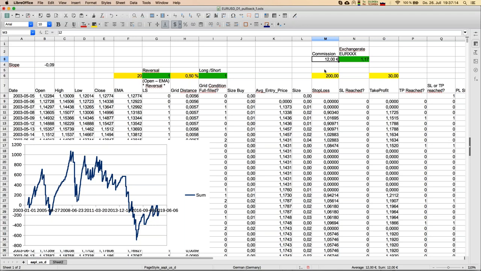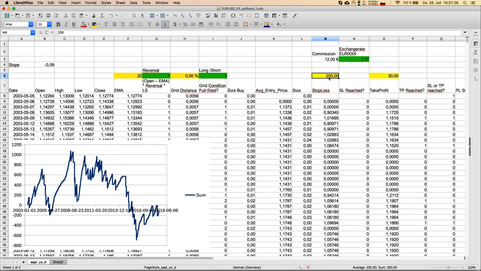But now back to our equity. What we are looking at is we have an EMA, no reversal. We go for a long-only strategy, long trades only. And you see a crazy equity line. That represents the sum of all trades which have been executed. And honestly, it doesn't look that good.